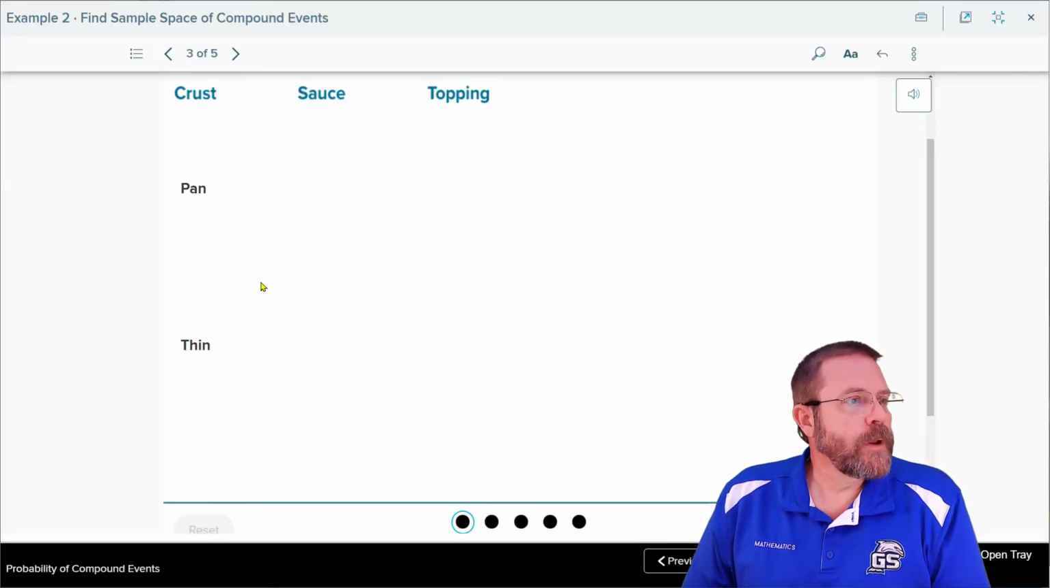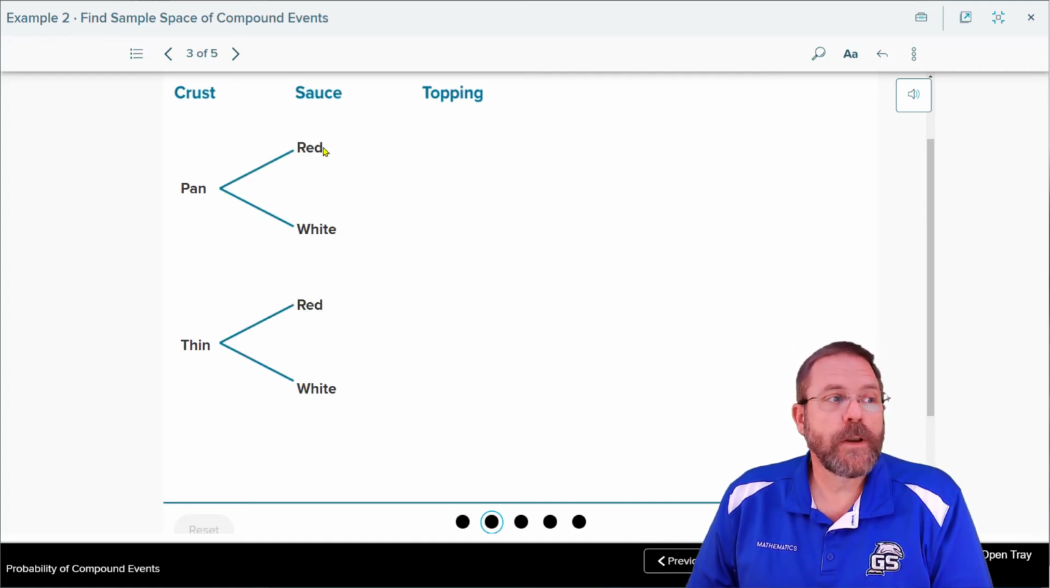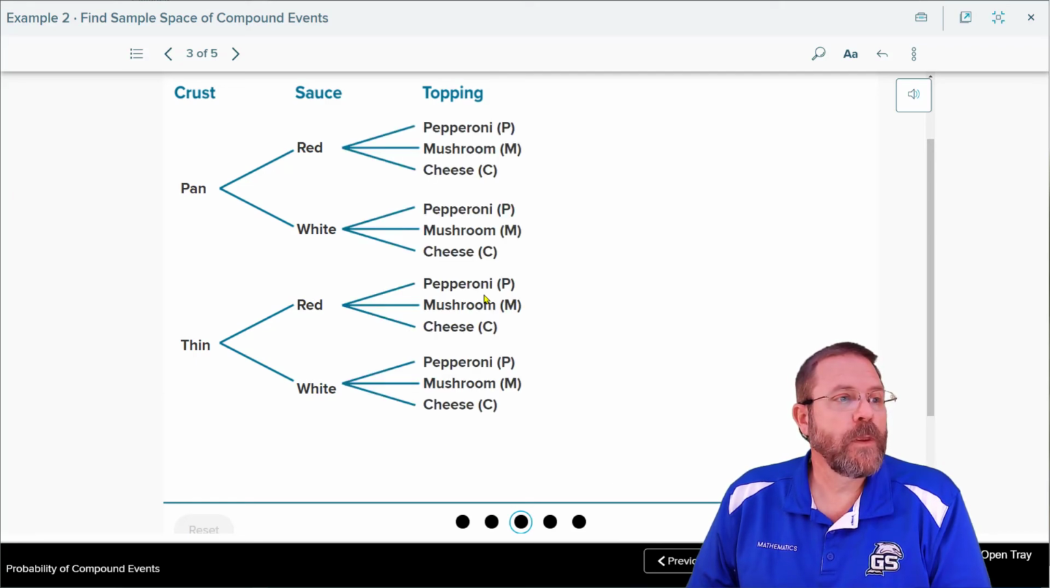For the tree diagram, our textbook started off with the crust, just like they did for the table, saying you could either get a pan crust or a thin crust. Next, if you got the pan crust, you could have either red or white sauce. If you got the thin crust, you could have either red or white sauce. From here, going to the toppings, no matter which way you did it, you could have either pepperoni, mushroom, or cheese for your toppings.